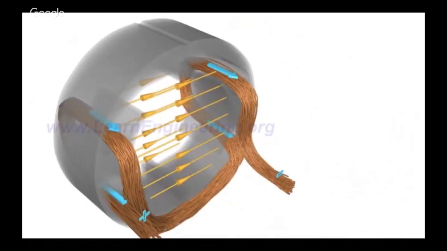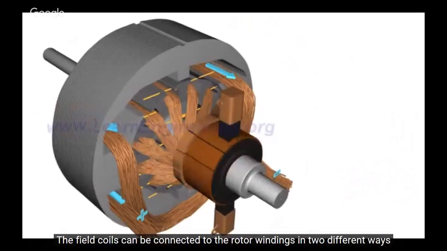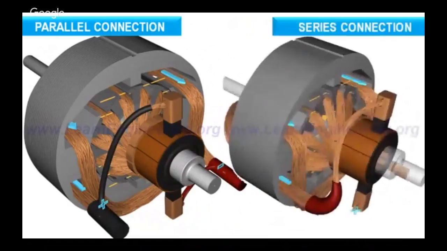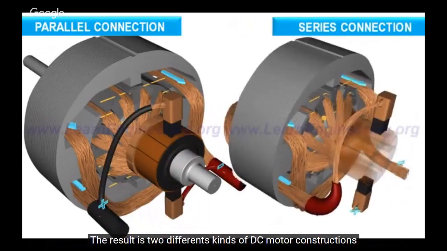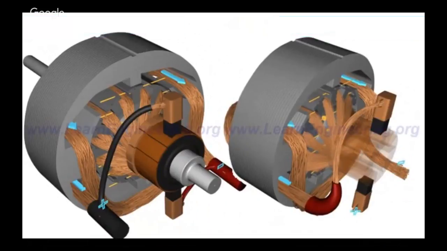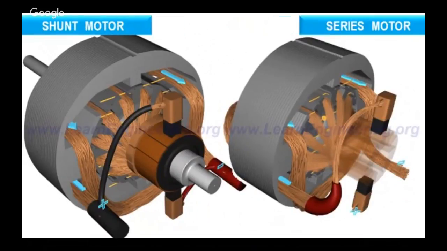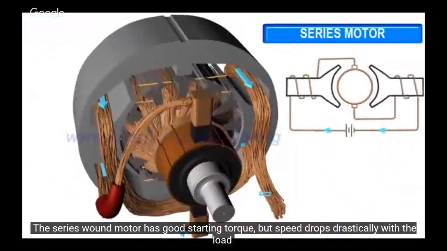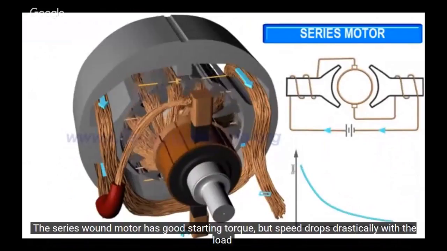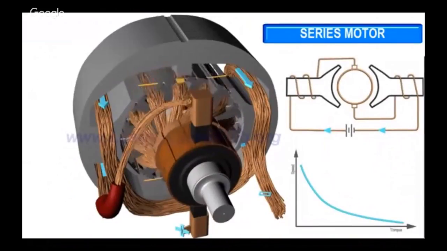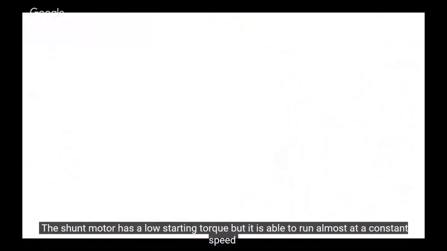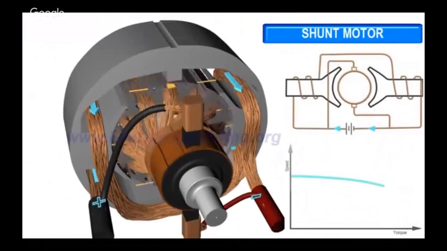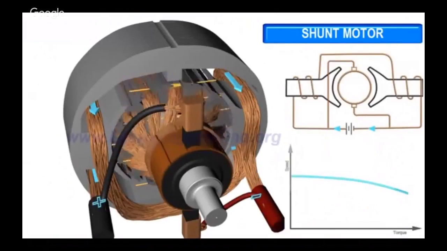Sometimes it's not. The field coils can be connected to the rotor windings in two different ways: parallel or series. The result is two different kinds of DC motor constructions: a shunt and a series motor. The series wound motor has good starting torque, but its speed drops drastically with the load. The shunt motor has a low starting torque, but it is able to run almost at a constant speed, irrespective of the load acting on the motor.